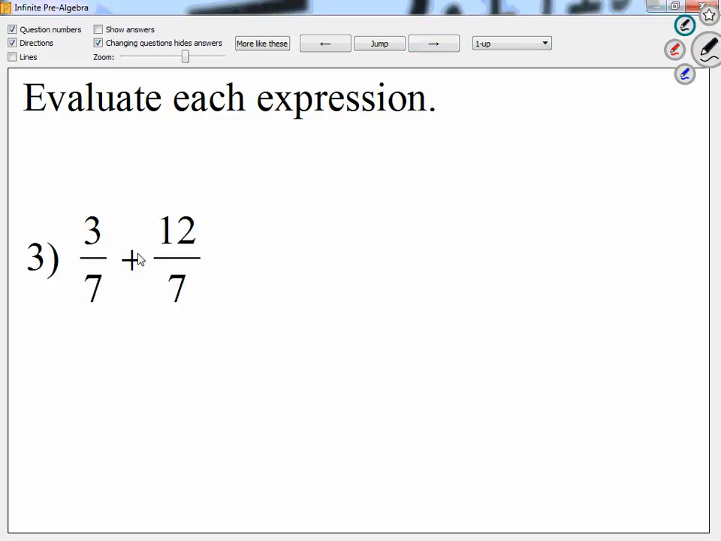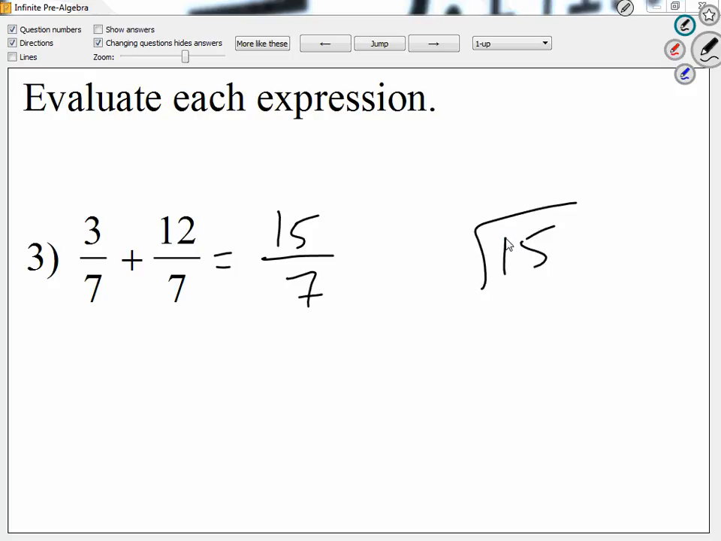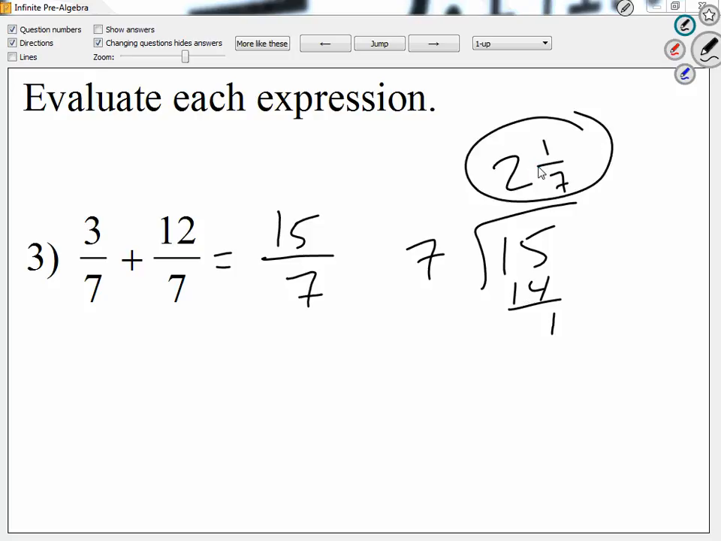Let's take a look at number 3. Copy the 7 from the bottom. On the top, how much is 3 plus 12? 15. Okay. So I have an improper fraction, so let me go 15 divided by 7. 2. What's the remainder? 1. So because we do have a remainder, I'm going to make it into a fraction, and I'm going to say 1 over 7.